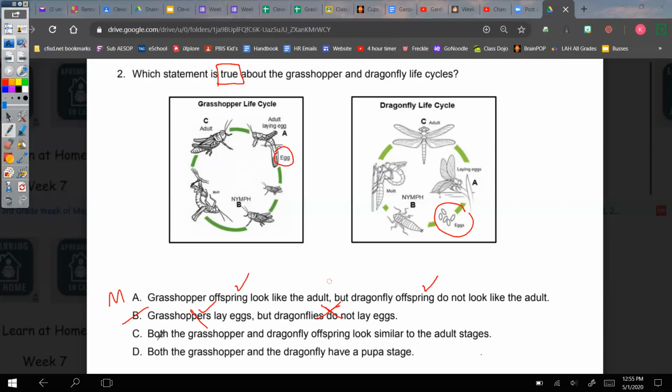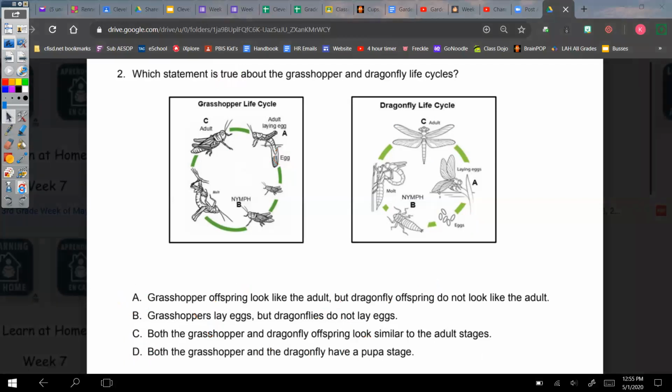statement. C says both the grasshopper and dragonfly offspring look similar to the adult stages. Okay, we said that the grasshopper does look like the adult, and then the dragonfly offspring does not look completely the same as the adult. So C cannot be our answer. D says both the grasshopper and the dragonfly have a pupa stage. Okay, I'm looking and I see that neither of these have a pupa stage. Okay, so I would not say that both do. So D is not going to be my answer. My answer is going to be answer choice A.